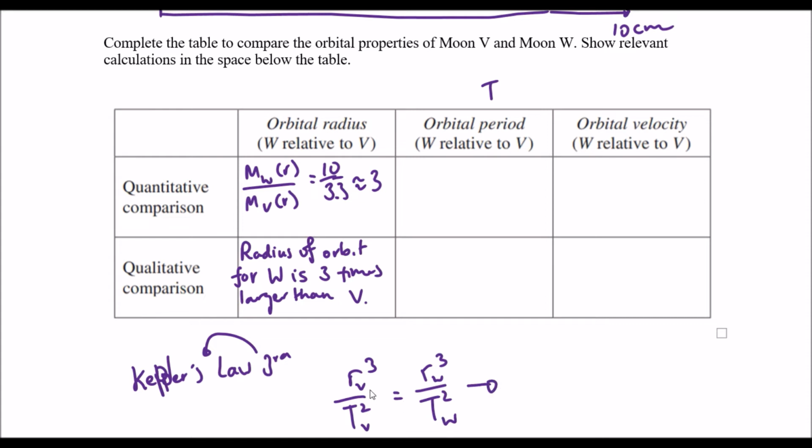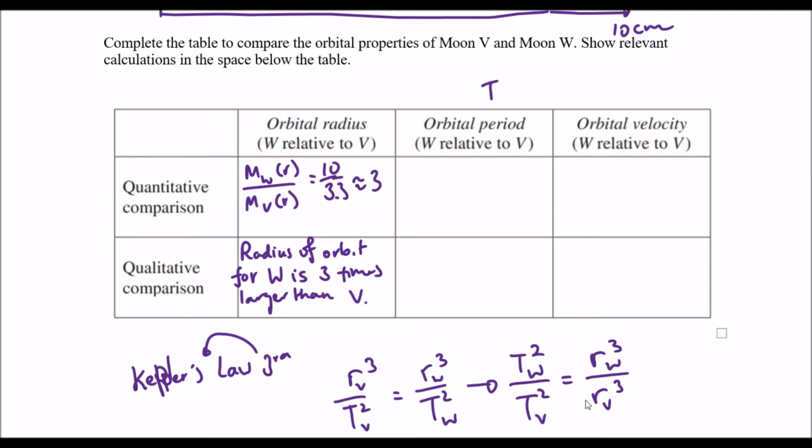Now what I want to do is rearrange the r's, or the radius, to be on one side and the orbital period to be on the other. So with a bit of rearrangement, T_W² is here, T_V² is here, and r_W³ over r_V³ is here.